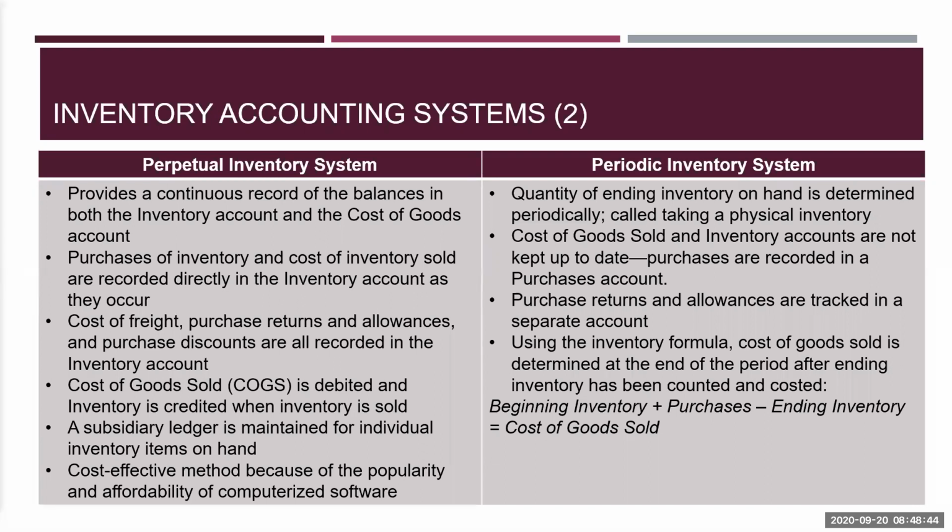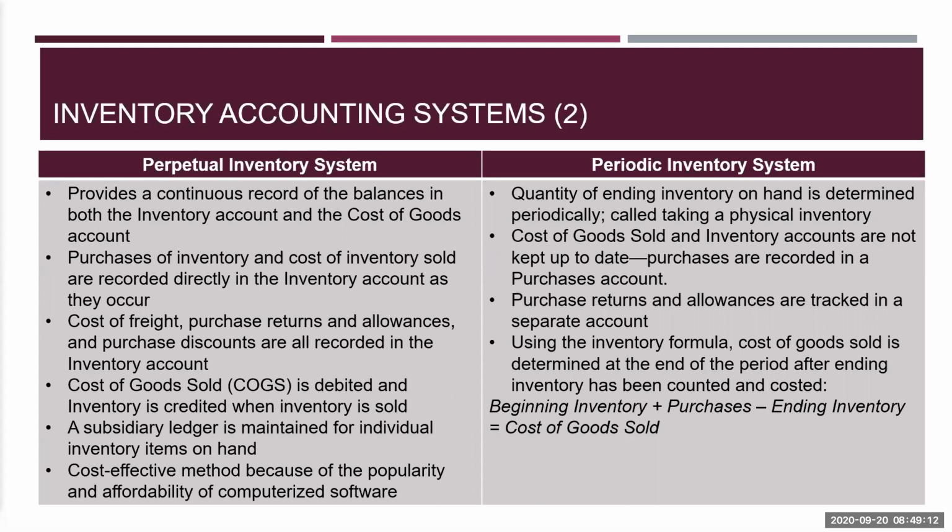Okay. On the other hand, your periodic inventory system only gives you the information at the end of the period. So the company will do the physical inventory count at the end of the period, and that is when we calculate your cost of goods sold and inventory that you have on hand. Okay, your purchase returns and allowances are tracked through separate accounts.